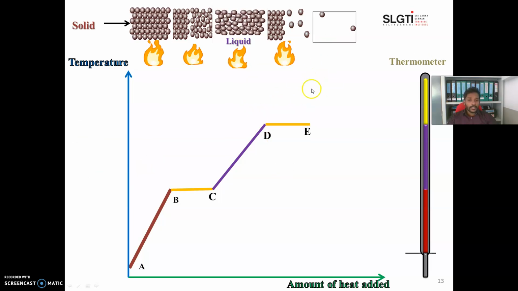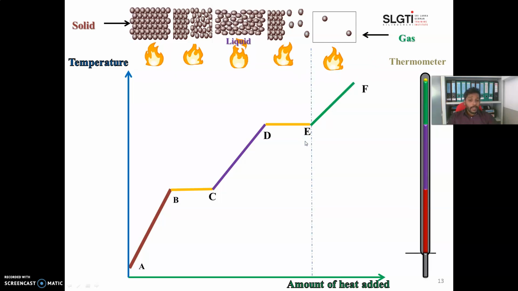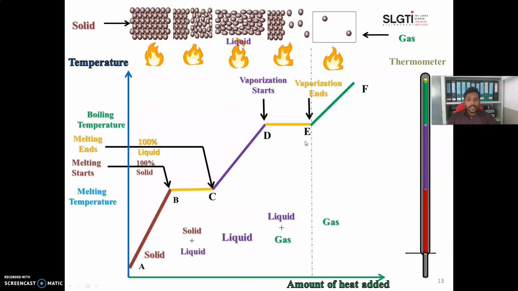So let's move next. It means if I heat up gas material, what happens? You can simply say the temperature will gradually increase up to a certain point. So E to F, in this region, we can find only gas materials. So my dear students, this is the heating curve of solid materials. I think you can get more idea about my lesson.